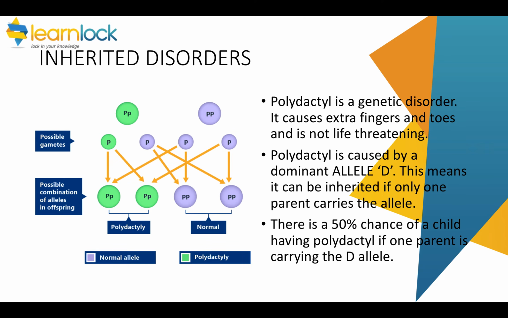Another example of an inherited disorder is polydactyl. Polydactyl is also genetic and causes extra fingers and toes. It's not life-threatening, and it's caused by a dominant allele this time. This means it can be inherited if only one parent carries it. So if one parent does carry the gene, there is a 50% chance of the child also having it, as shown in this diagram here.